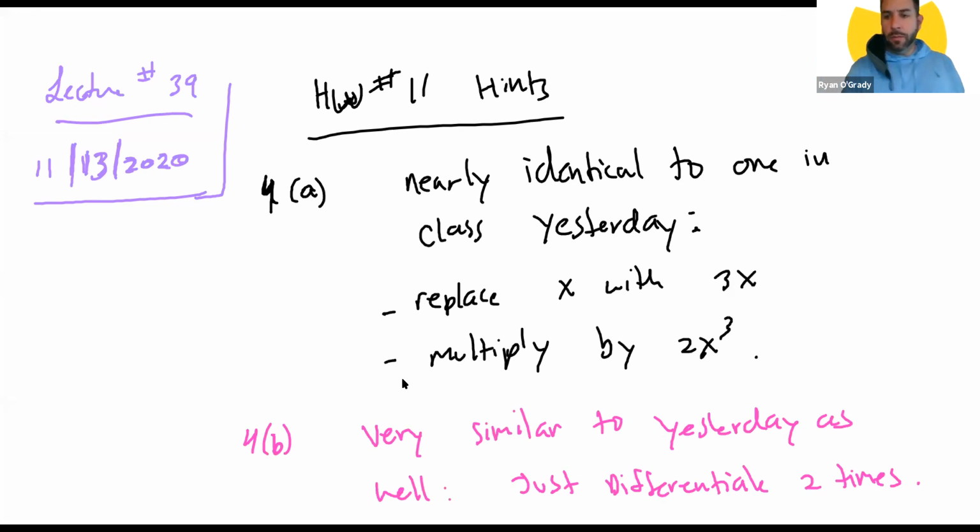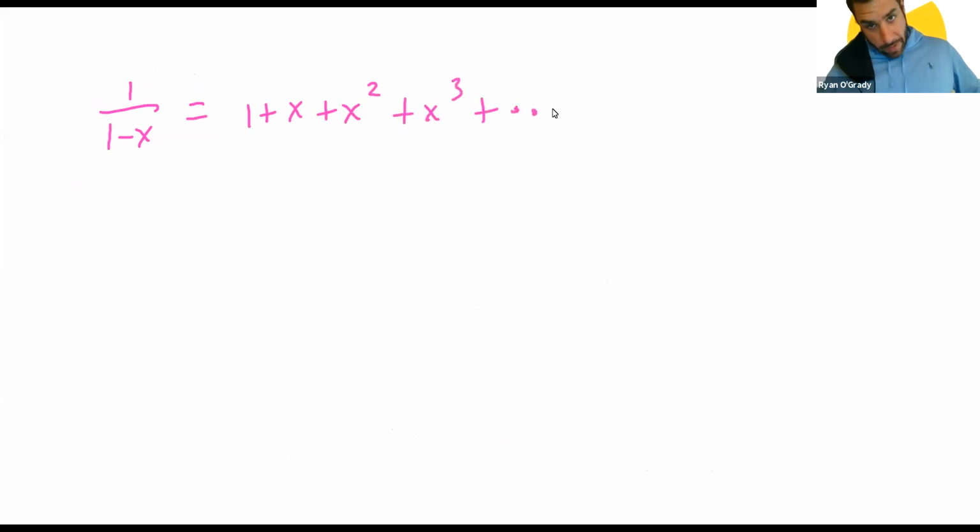So let me give you some hints for 1B. If you start out with the geometric series, which is a power series, we know this is true for x between -1 and 1. One thing you can do is think about this left-hand side as 1 minus x to the -1.